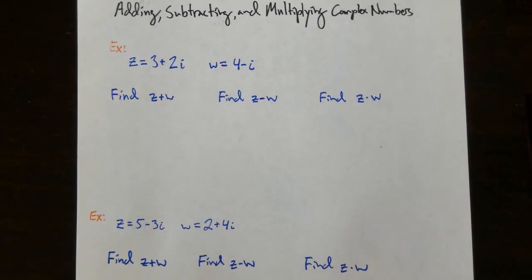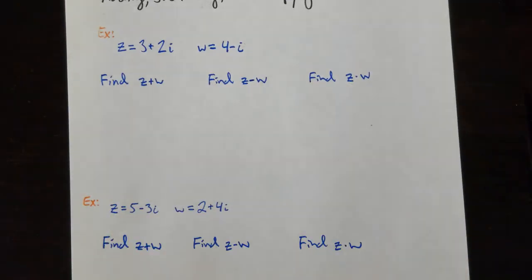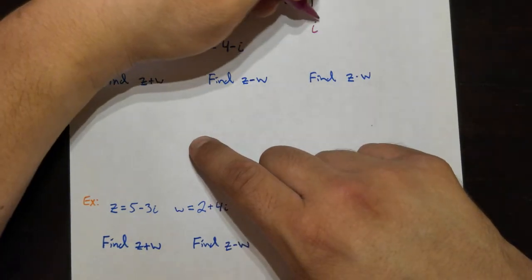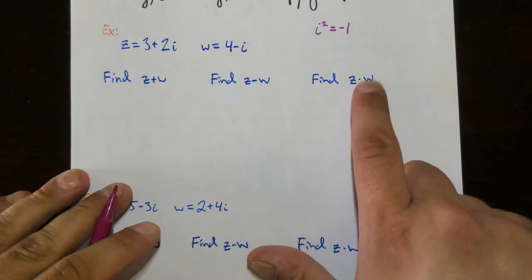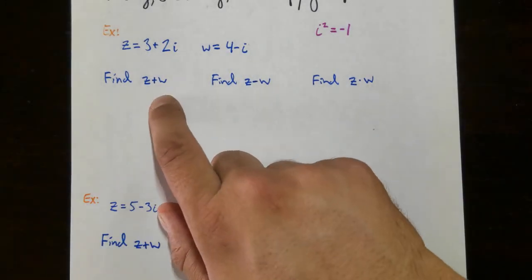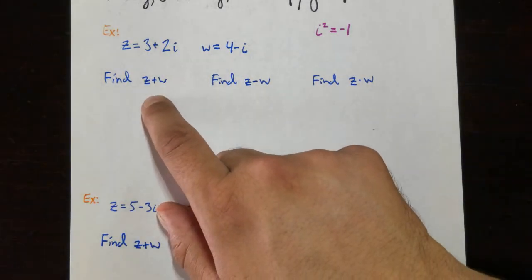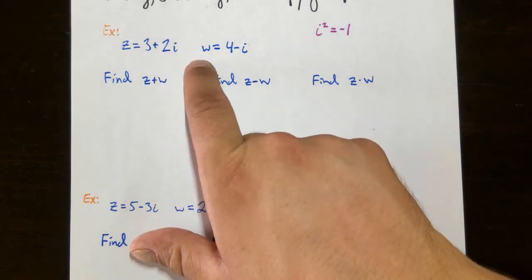So we've actually done this before, not with imaginary numbers, but with x's, right? 3x plus 2, and then another one would be like 4x minus 1, and then we'd have to add them together, subtract them, and multiply. Same exact concept. The only thing that is different is we have to remember that i squared is equal to negative 1, and that's going to come into play when we multiply them together. So let's talk about addition first. When we are adding, we just combine like terms, if you recall doing that.